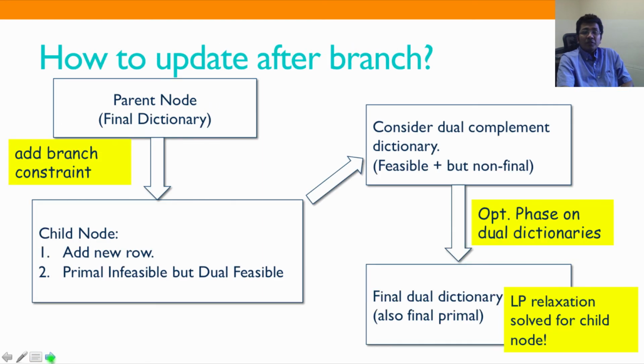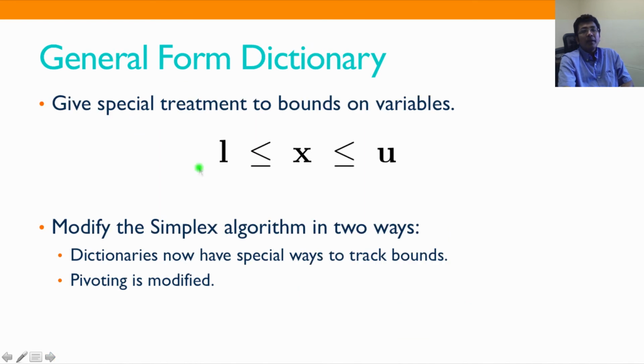Okay, so if that is true, then how do we proceed? The way we proceed is to construct a new form of a dictionary called a general form dictionary. I will talk about this in the supplementary videos if we have the time next week. But to understand general form dictionaries, just remember that we give special treatment to bounds on variables. The bounds on variables L ≤ X ≤ U are maintained specially on the side in the dictionary structure itself. They are not treated as general constraints, they are treated on the side as special constraints.